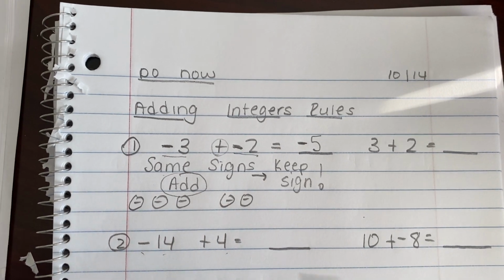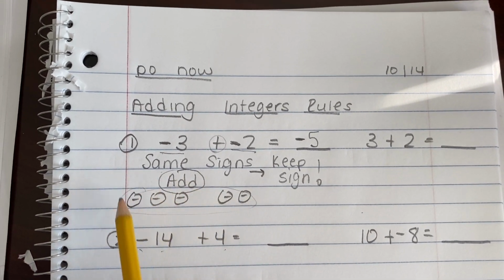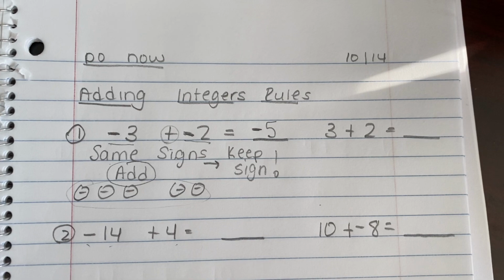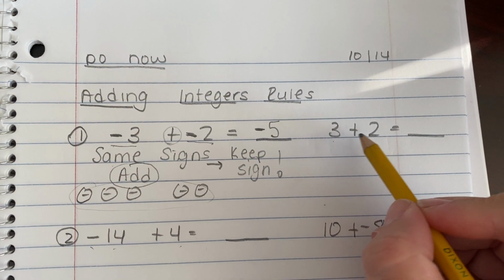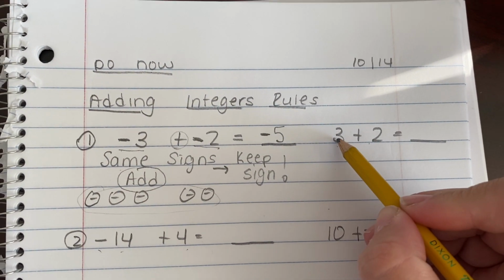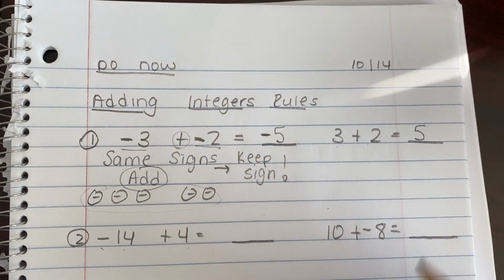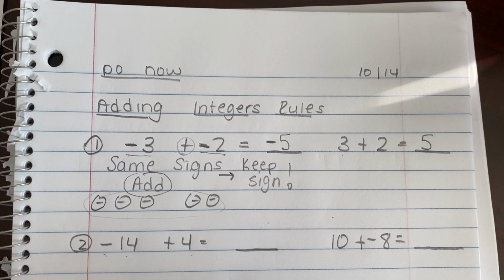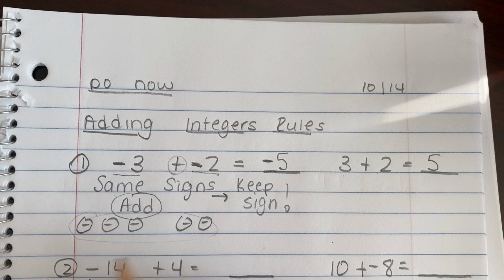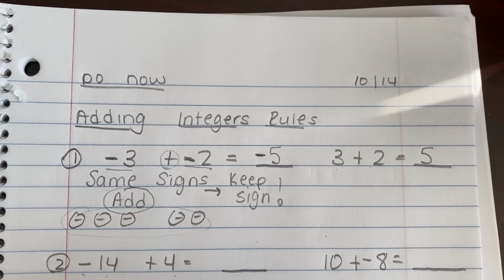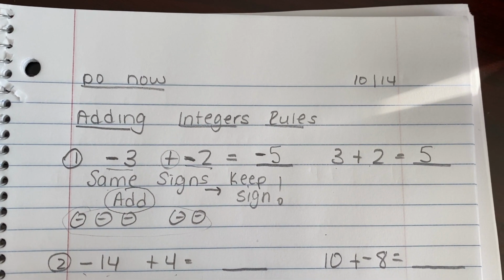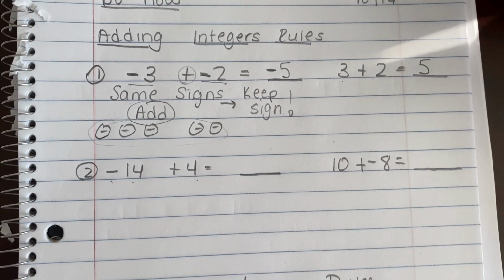If you are having a hard time, you can sketch out the tiles on the test. That is totally fine. So we have 3 plus 2. They're both positive. 3 plus 2 is 5, and I keep it a positive. So make sure you have that down. Do you have to draw out the number tiles? No. But if you're having a hard time, I would recommend it.